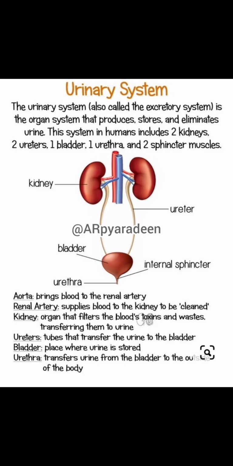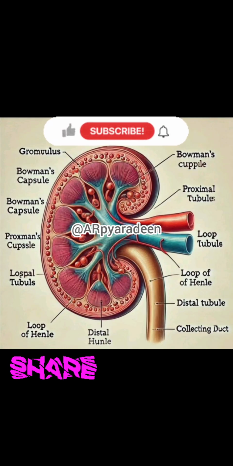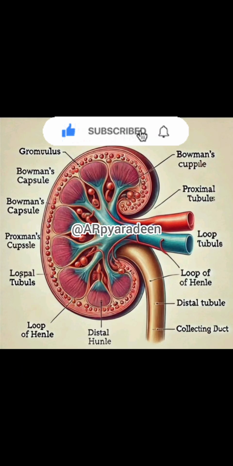So, as we have understood the excretory system or urinary system, after that we have urine formation step by step. See, urine is basically formed by three steps. First step is glomerular filtration or ultrafiltration. Here, the blood enters the glomerulus through the afferent arterioles.